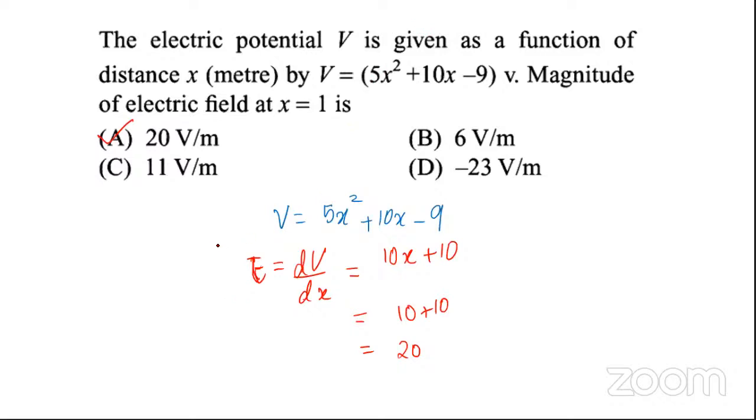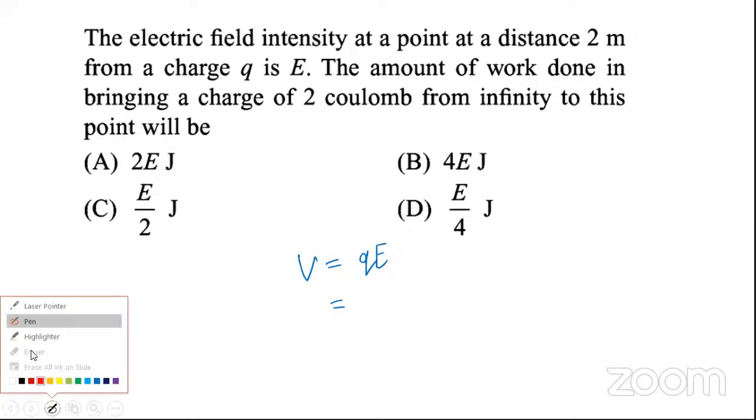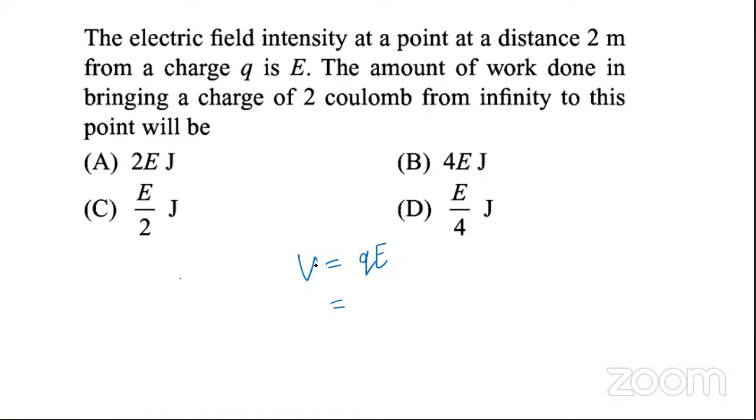And yeah, the previous question. See, V is given as Q upon 4 pi epsilon naught R. That can be written as R into E. So V comes out as 2E, as R is given as 2 meters.